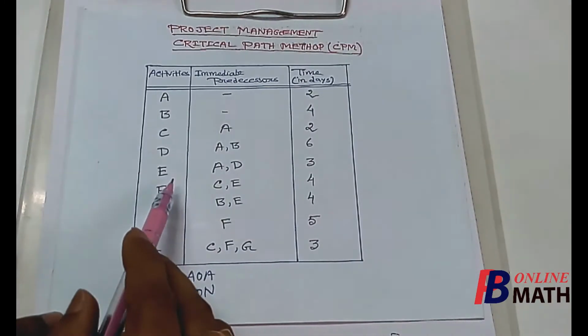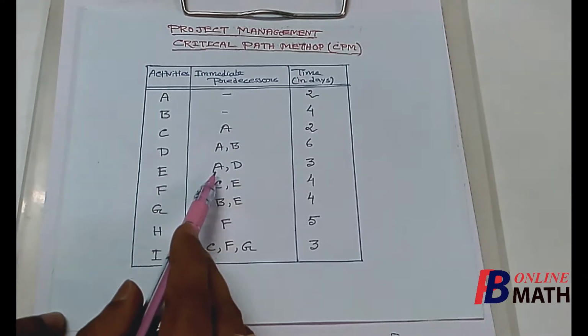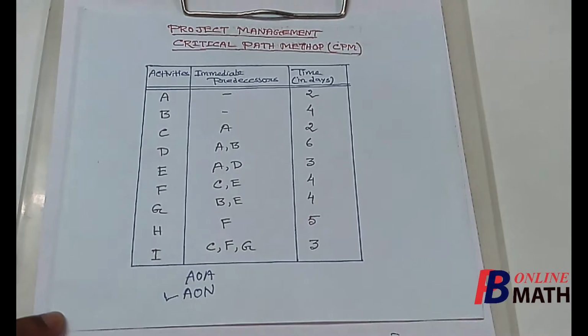Next we find that the activity E has two immediate predecessors, which are A and D.